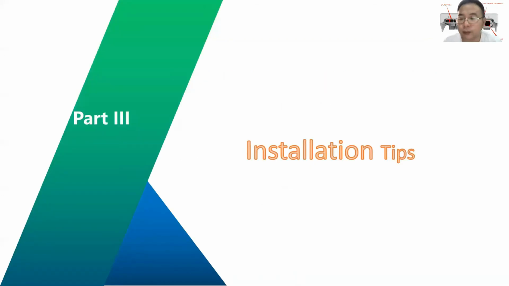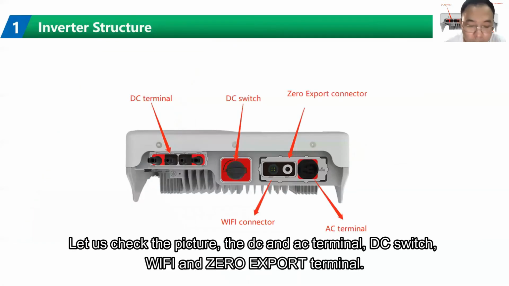Part 3. Let's talk about the installation tips. Let us check the picture first. This shows the DC terminal, AC terminal, the DC switch, the Wi-Fi connector, and the connector.